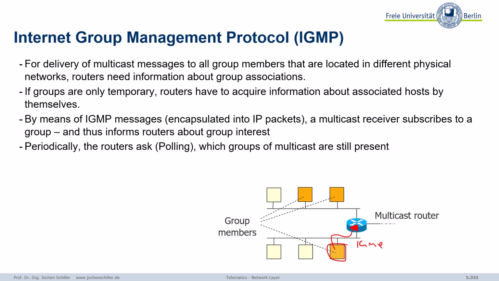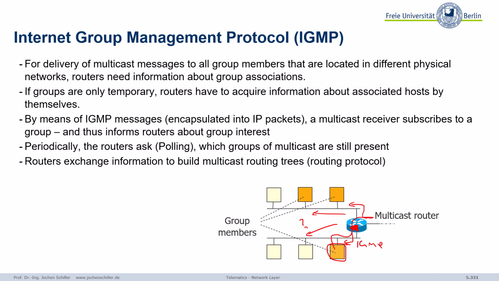And as I already mentioned, from time to time the routers will ask in their networks if there's still someone interested in a certain multicast group. If not, the router stops sending the packets into the network. Because here in this example, the router has to duplicate the packet and forward the same packet in both local area networks. And now also the routers themselves have to start building multicast routing trees. I will explain this in some more detail later. MLD, by the way, works in a similar way.